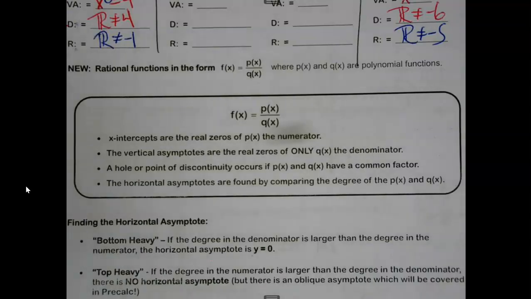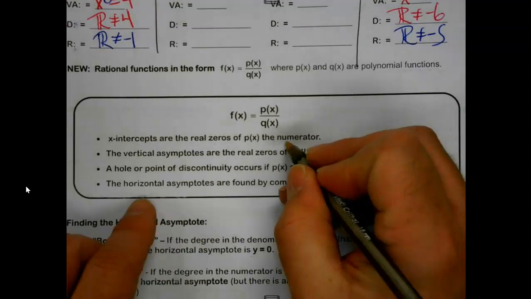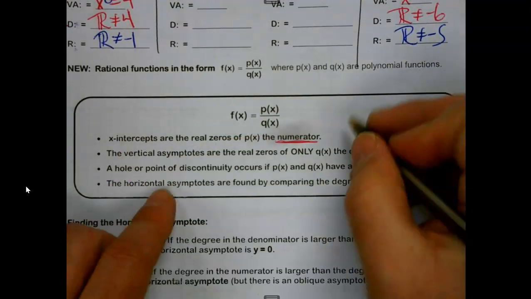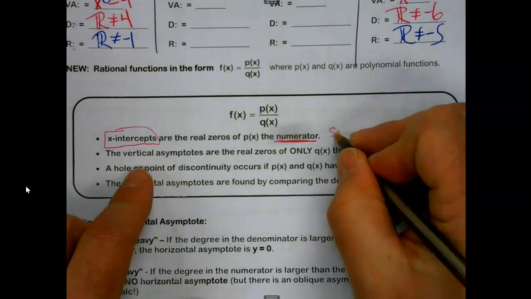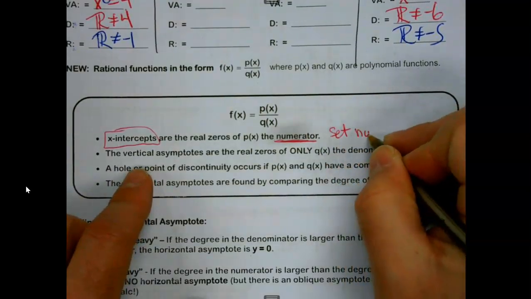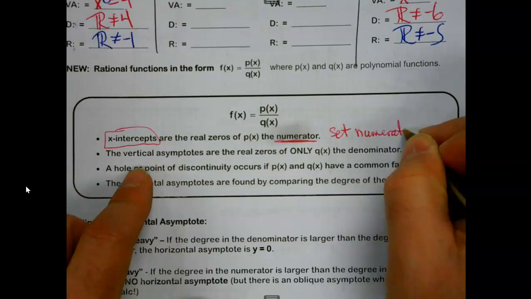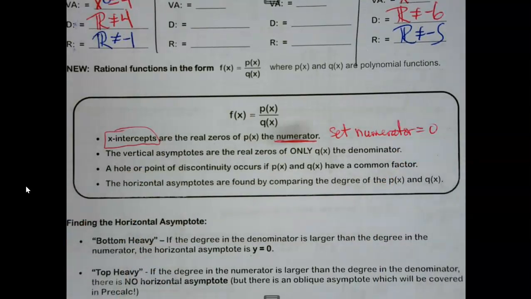X-intercepts are the real zeros of the numerator. Okay? So, for x-intercepts, for your zeros, we're going to set the numerator equal to 0 and solve when we can. Sometimes that can be a little tricky. We might need some calculator help, but that's okay.